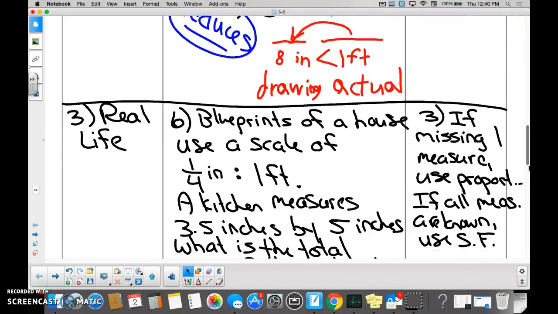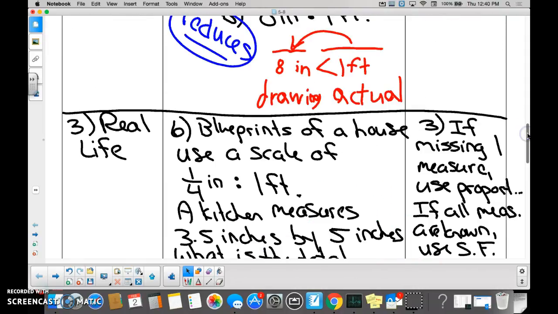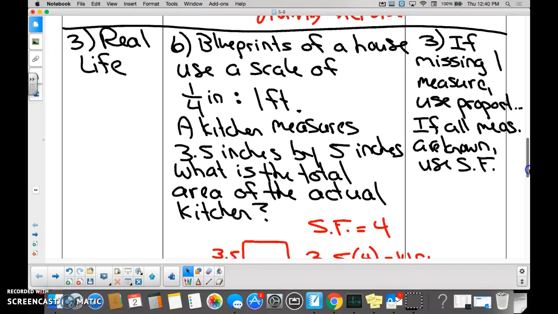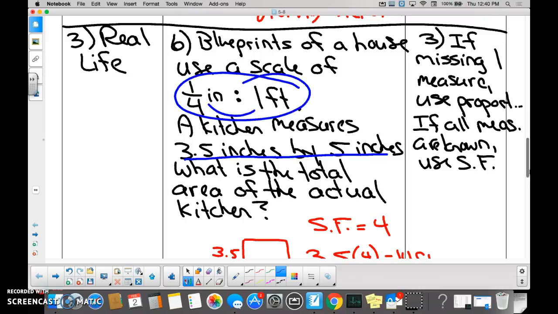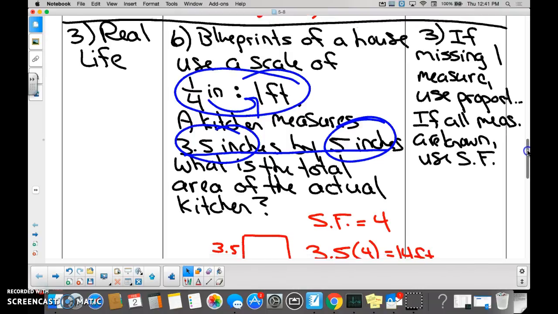Skipping on down to real life here. You have a couple of examples. First example, we gave you the scale. We gave you the measurements of the drawing, I guess this was. And you needed to figure out the total dimensions. We use scale factor. In this situation, we could use scale factor because we had everything that we needed. We didn't need any missing dimensions. We just needed to figure out how much to enlarge the drawing by. So we need to enlarge a 3.5 by 5 inch drawing by whatever the scale factor was. So to go from a fourth to a 1 whole, what's the scale factor? 4. So we multiplied 3.5 by 4, we multiplied 5 by 4, and we had our actual. Yes or no? Yes.